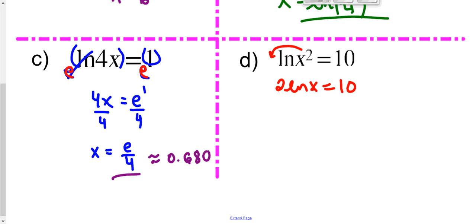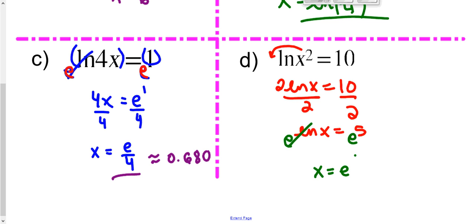And then I'm going to divide by 2. So I have ln of x equals 5. From there, I can do my little e trick. Now that ln is alone and it's just ln of x, those kind of cancel, and x is e to the 5th. E to the 5th, just leave your answer like that.